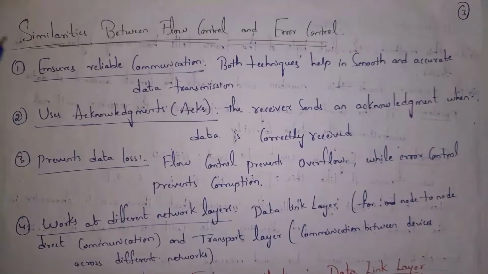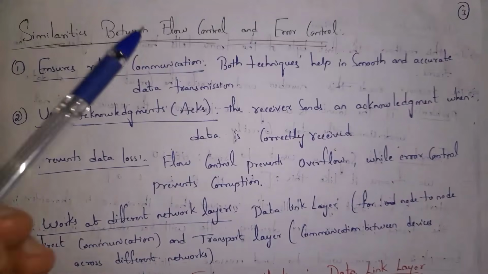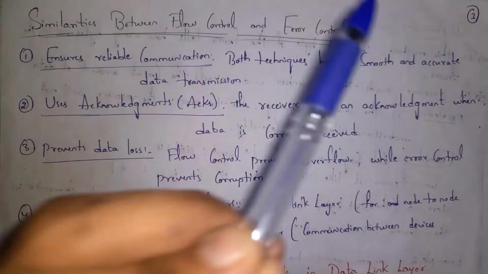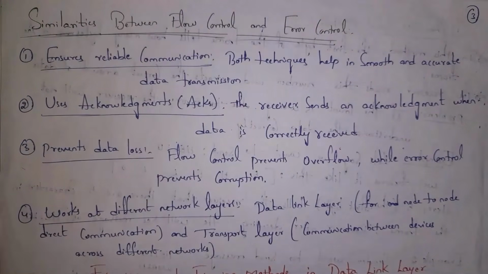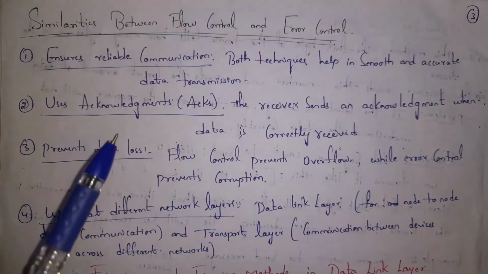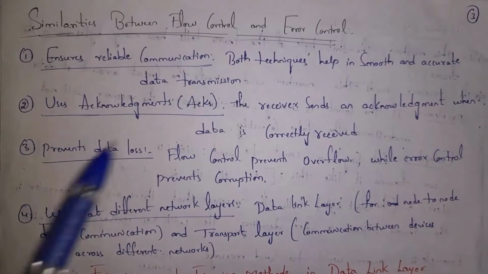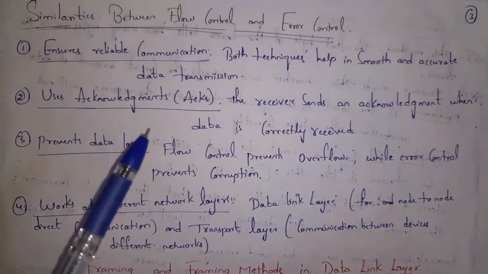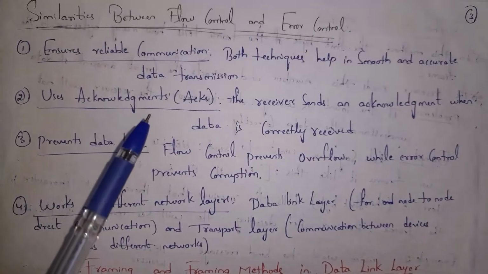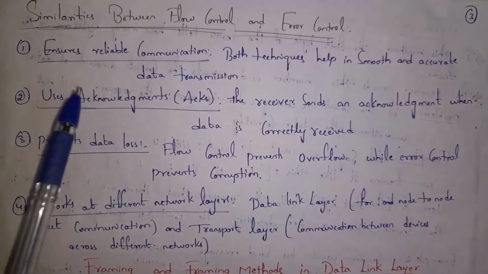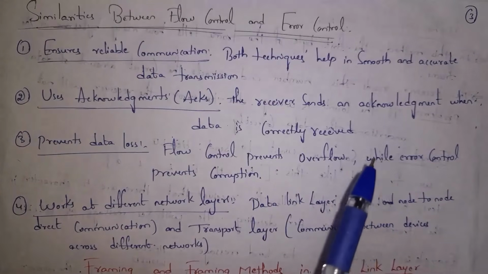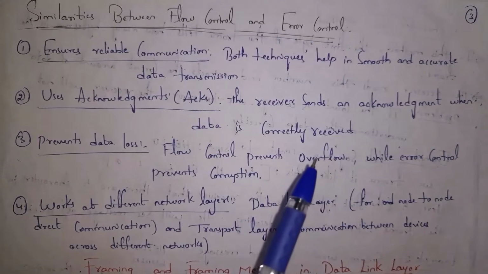Next I will explain similarities between flow control and error control. Both flow control as well as error control will ensure reliable communication. Reliable communication means data will be successfully transferred to the receiver without any errors, and communication between sender and receiver will be smooth. And the second one is they use acknowledgement. Guys, acknowledgement means a reply message. Whenever the sender sends data to the receiver, the receiver will give a reply, whether the data is received successfully or not. We call that reply message an acknowledgement.